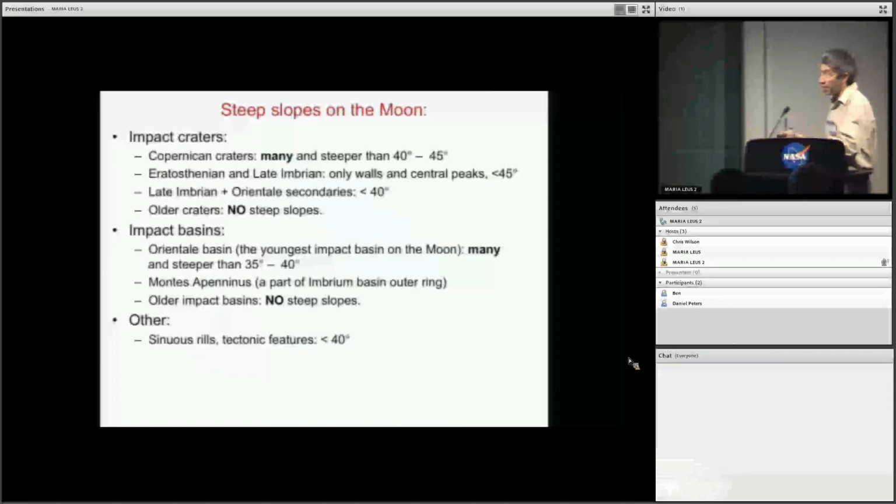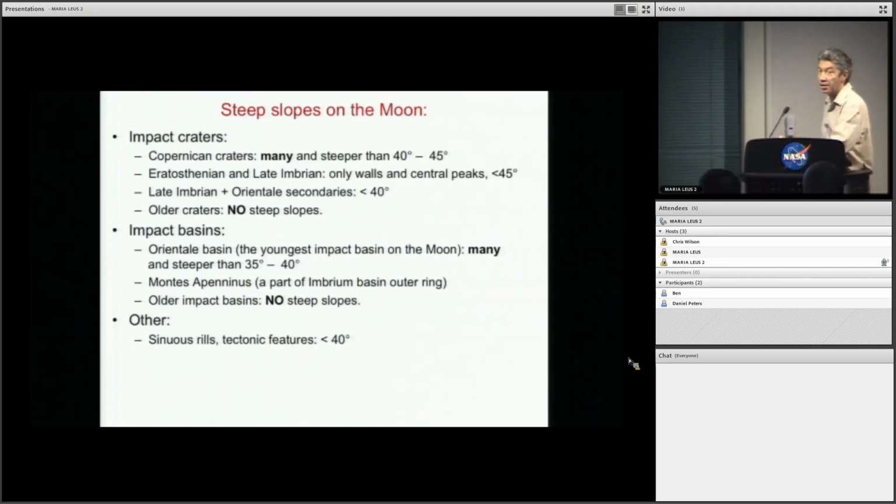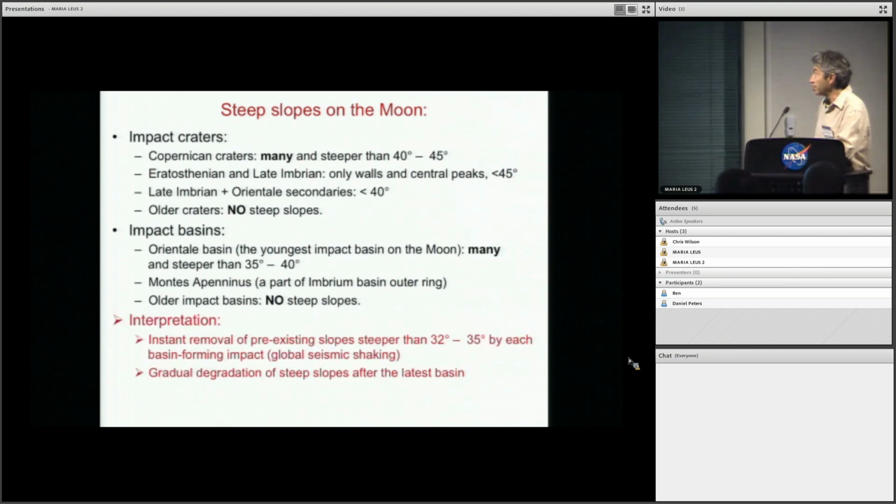This is summary of observations I just told you, and it is not seen at that scale. If you look at a larger scale on computer screen, you also see that there are some steep slopes associated with sinuous rills and some tectonic features like those fractures in craters you just saw in images. They are never very steep, but they are still in our list of the steepest slopes on the moon.